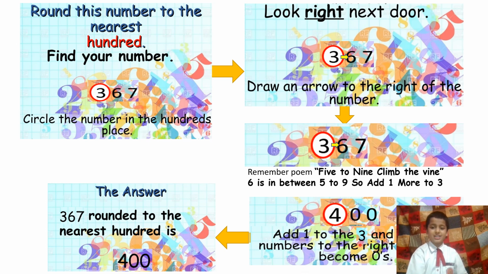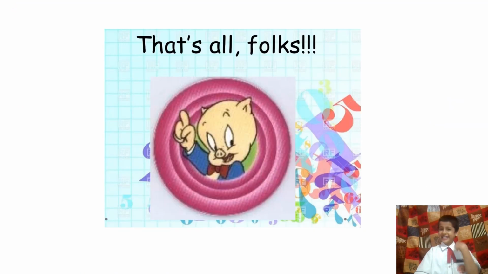Add 1 to the 3 and all the numbers to the right of the 3 become zeros. The answer: 367 rounded to the nearest 100 is 400. In this way, we can round the number to the nearest 10 and 100.